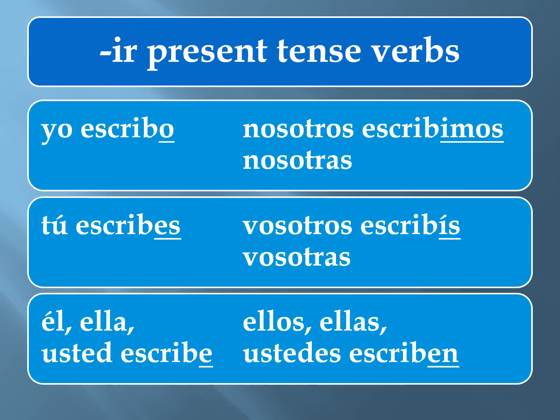How about some IR verbs in the present tense? Notice they're pretty similar to the ER verbs, but just we see that I in the nosotros form. So yo escribo, I write. Tú escribes, you write. Él, ella, usted escribe, he writes, she writes, you write, the formal version. Nosotros, nosotros escribimos, we write. Vosotros, vosotros escribís, y'all write. Ellos, ellas, ustedes escriben, they write, or all of you write.